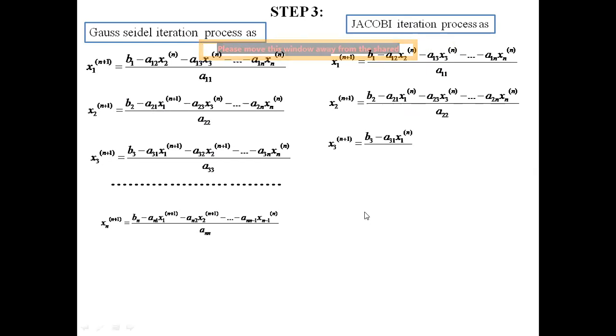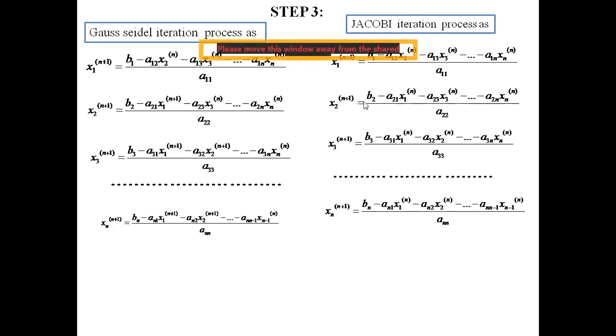Similarly, for all the equations in the Gauss-Jacobi method, that means Jacobi's iteration process, the answer you obtain in the nth iteration, that only you have to substitute. No new values. But for the Gauss-Seidel method, whenever you get a new value, that value must be substituted. This is the difference between the Gauss-Seidel method and the Jacobi method.